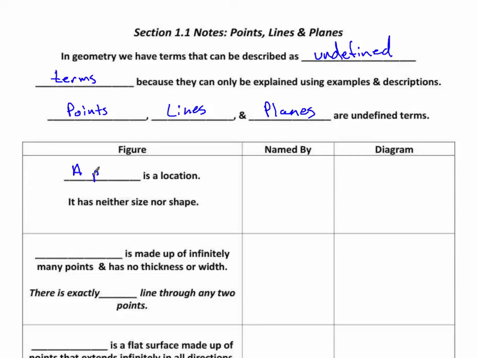So a point is a location. It doesn't have size or shape. It just marks a location. The way we name a point is with a capital letter. So an example of that might be a big capital P for point. And what that would look like on a graph or in a picture is that you would see points with capital letters next to them. And that lets you know that that's a point and it's marking a location.